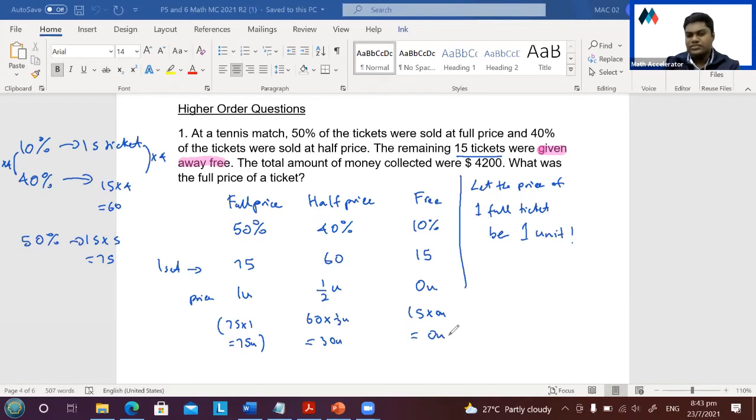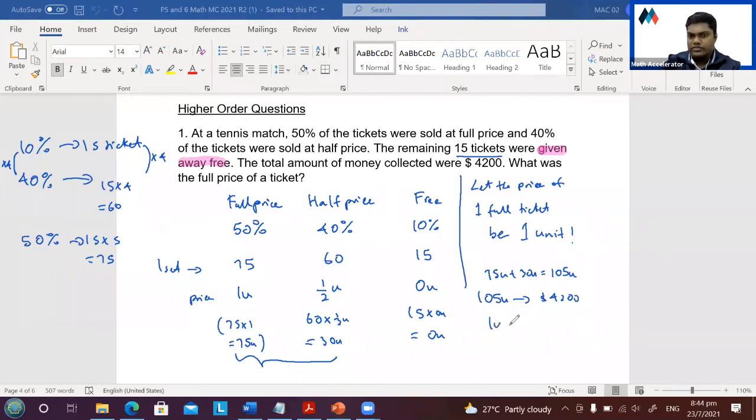Just acknowledge it, all right? Okay. So the price of one full ticket is 1 unit, right? So total, how many units are there? 75 units plus 30 units will give you 105 units. So 105 units is $4,200. So what's the price of one full ticket?